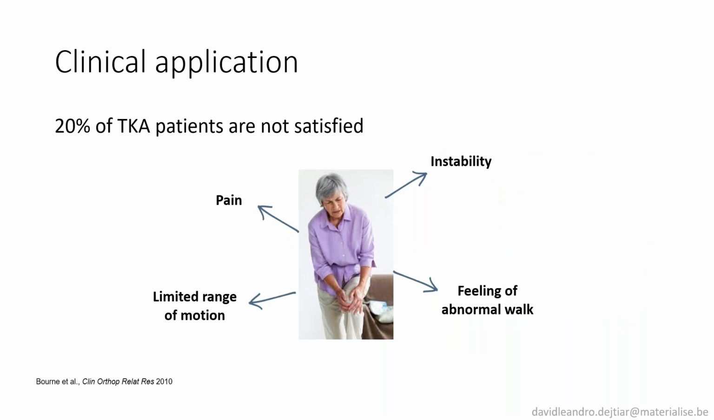Although total knee arthroplasty is a common procedure, about 20% dissatisfaction is reported in the literature. Reasons might vary between anterior knee pain, instability or stiffness, a limited range of motion, or a subjective feeling of abnormal walking.